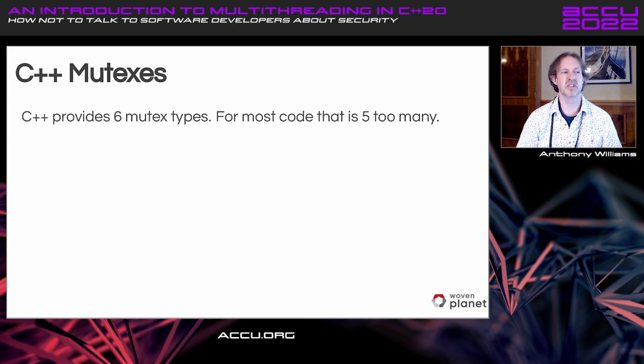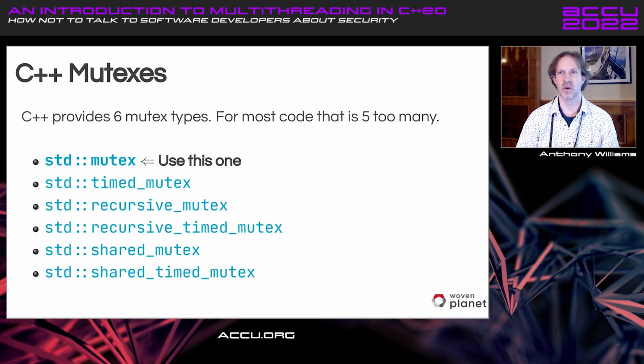So C++ provides 6 mutex types. I think that is 5 too many. We have std::mutex, which is the one you should use in all cases. And then we have various others. If you find you need a recursive mutex, then your code is probably structured wrong. If you need a timed mutex, then, well, maybe you need it. Maybe you've got some sort of soft real-time deadline and you don't want to block, but probably you're better off using some slightly different mechanism so that you don't have any form of blocking within your time loop.